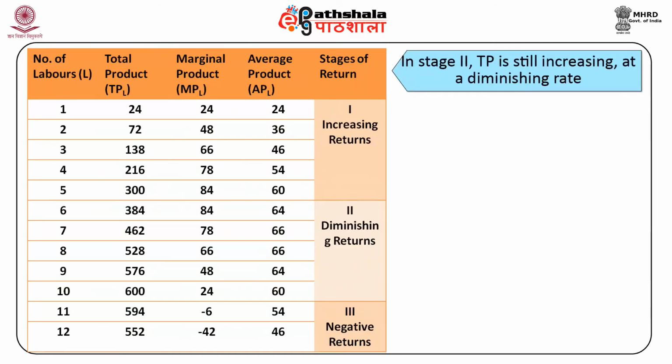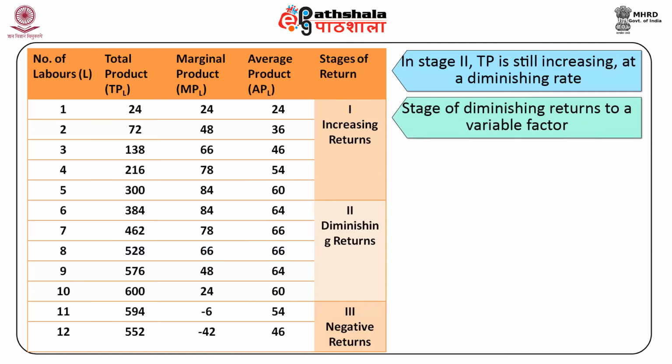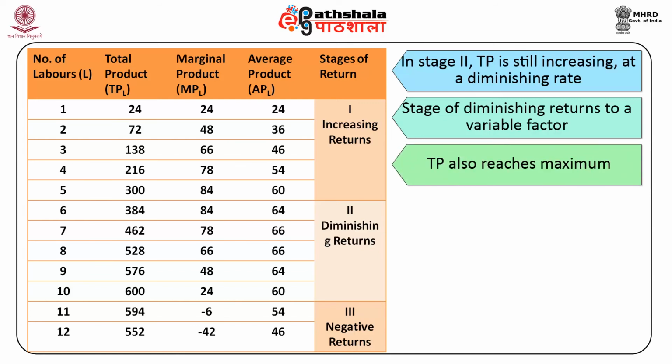In stage 2, total product is still increasing, but this time it is increasing at a diminishing rate, which is indicated by a falling marginal product. This stage is hence known as the stage of diminishing returns to a variable factor, as in this stage, when more labor is used, the total product increases at a diminishing rate. In this stage, the total product also reaches its maximum, as in the table above.